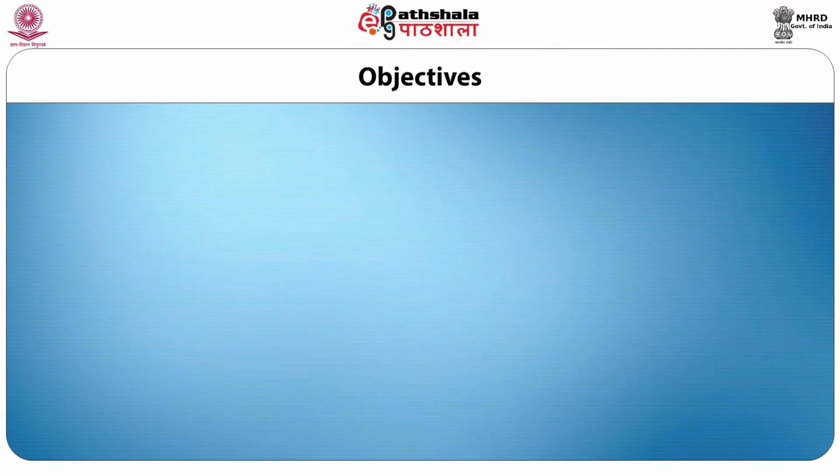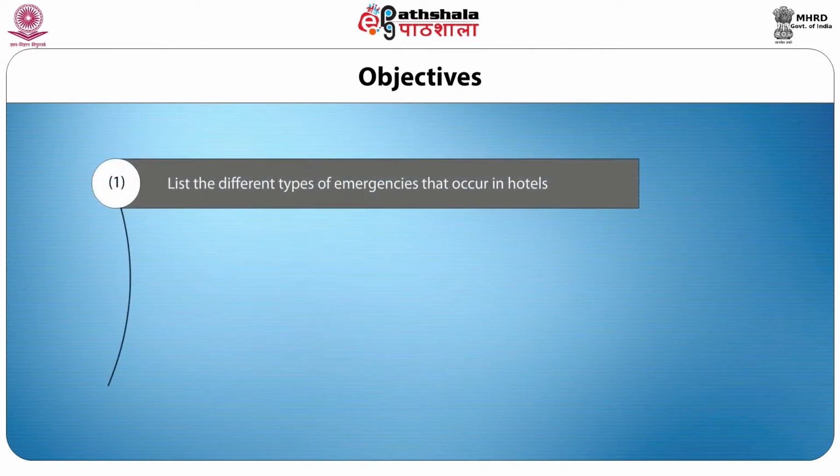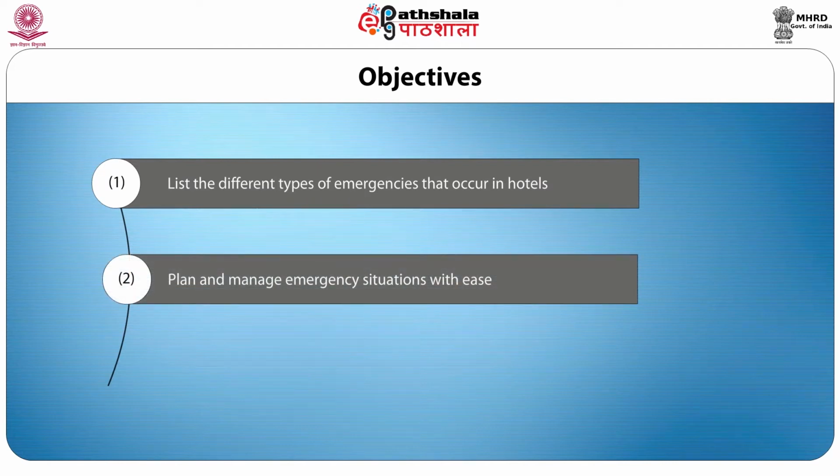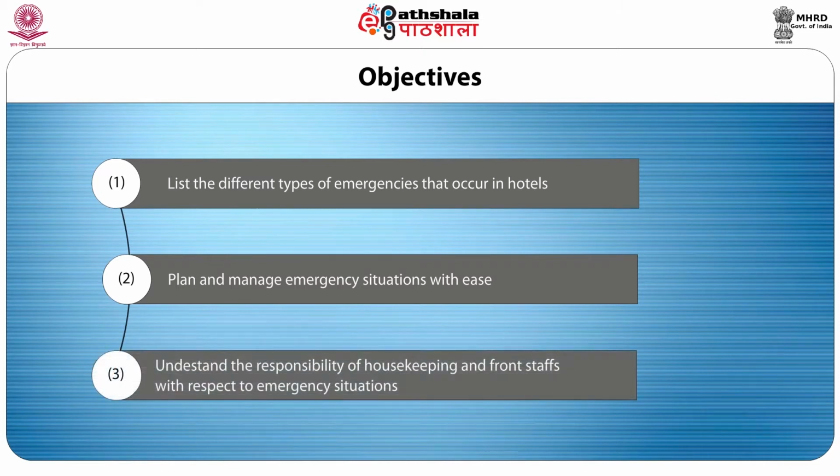This module will help you to understand the various emergency situations arising in a hospitality industry and prepare an emergency action plan prior to any unexpected situations. After successful completion of this module, you will be able to list the different types of emergencies that occur in hotels, plan and manage emergency situations with ease, and understand the responsibility of housekeeping and front office staff with respect to emergency situations.